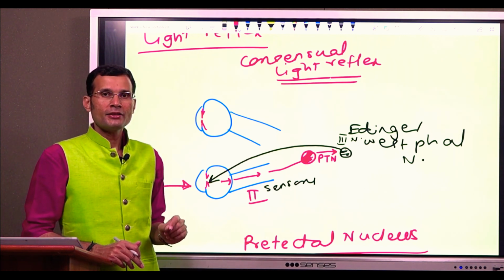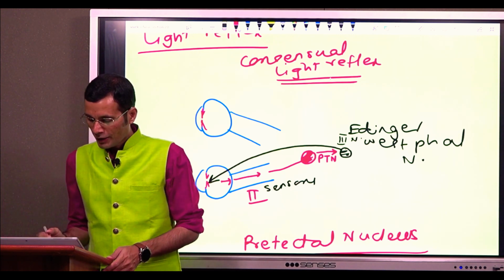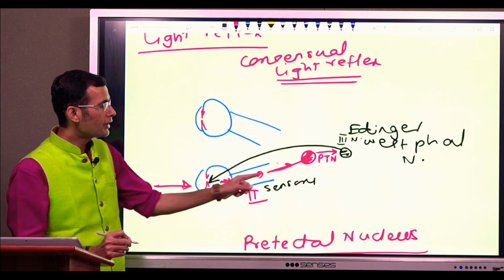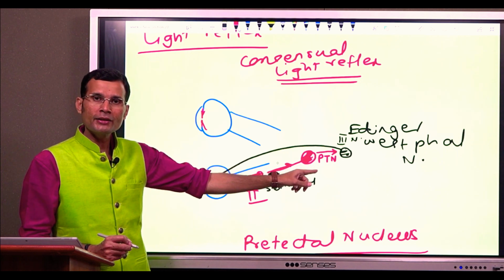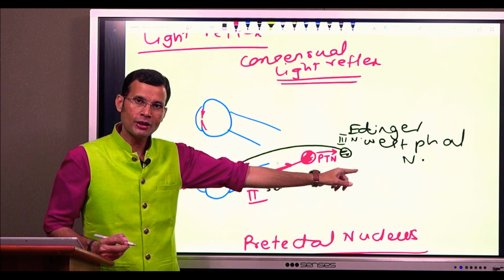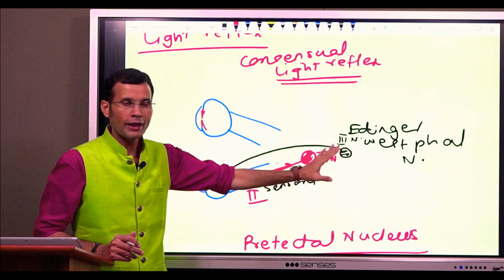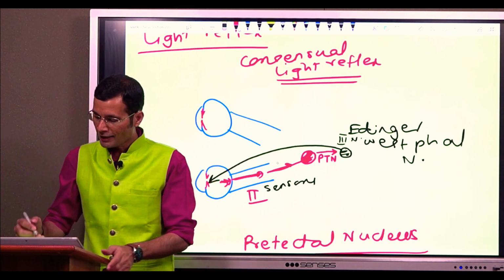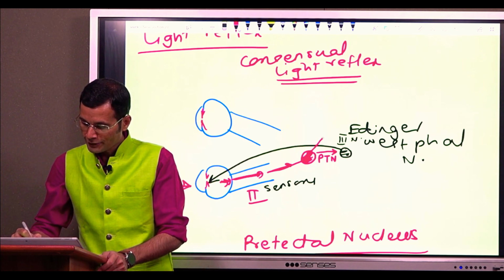The reason is, or the connection is, the light thrown in one eye, impulses carried by the second cranial nerve, then to the pretectal nucleus, and from there to the third cranial nerve nucleus, oculomotor nerve nucleus or Edinger-Westphal nucleus of the same side, as well as to the opposite side.